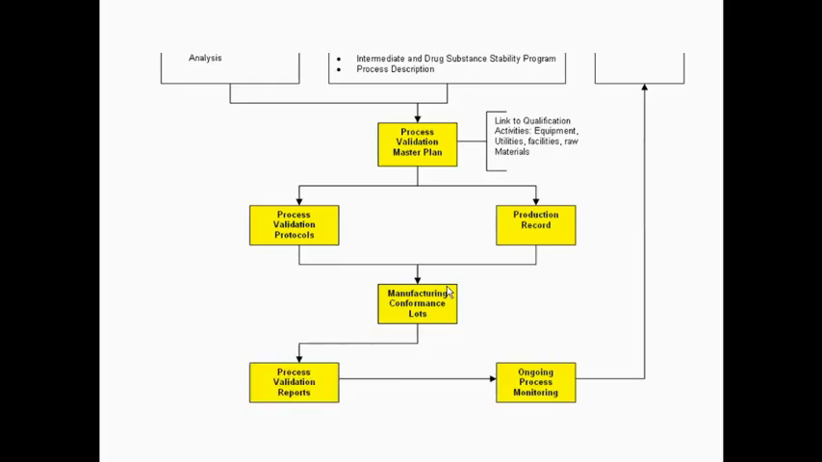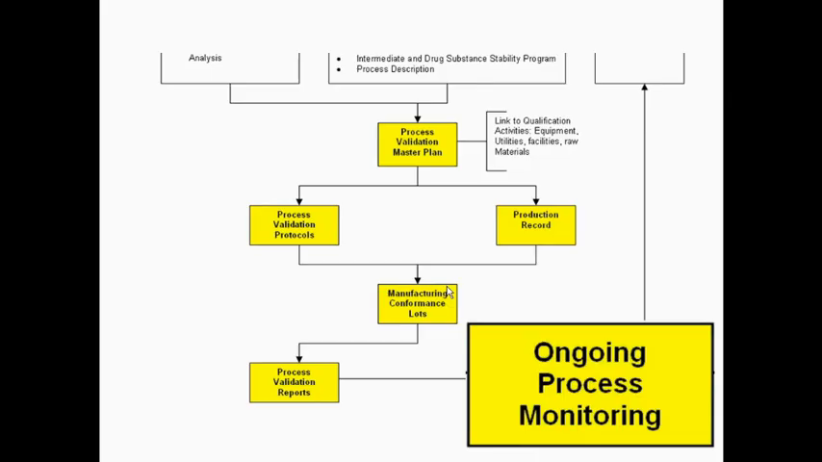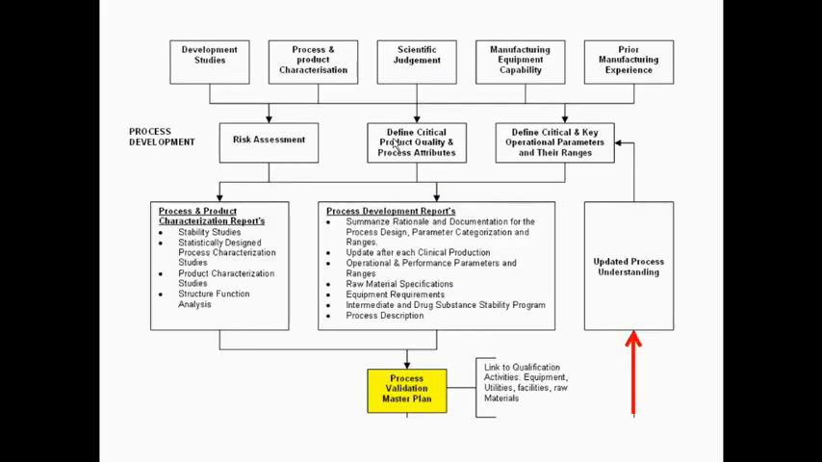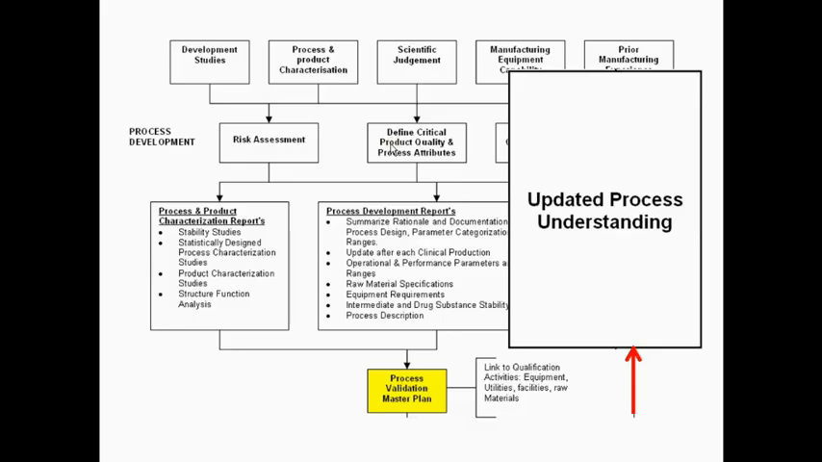Straight away, we can start manufacturing commercial batches once we have our registry manufacturing license. And then we're into a period of ongoing process monitoring. After we have completed our conformance batches, we are forevermore into a period of ongoing process monitoring. Every time we manufacture a batch, we will get new data if we properly trend that information. So we will be always updating our process understanding.